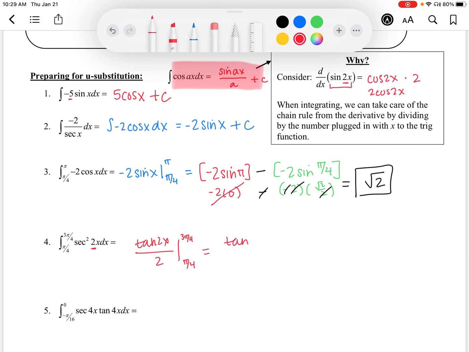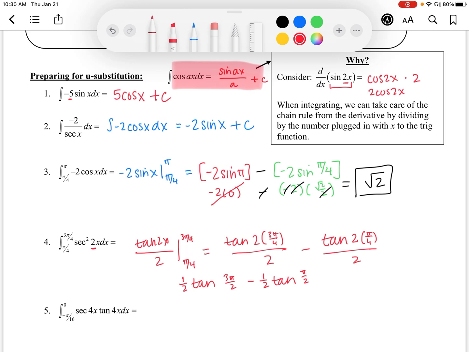So I'm going to have the tangent of 2 times 3 pi over 4 all over 2 minus the tangent of 2 times pi over 4 all over 2. So we can simplify that down. Instead of writing it over 2, I'm going to write it as 1/2. So I'm going to have 1/2 tangent. The 2 times 3 pi over 4 is going to change it so that it is 3 pi over 2, minus a 1/2 tangent. Right here, the 2 over 4 means I'm just looking at pi over 2.